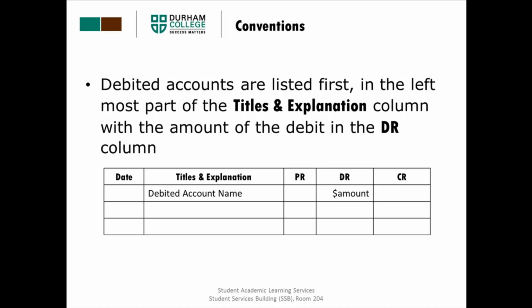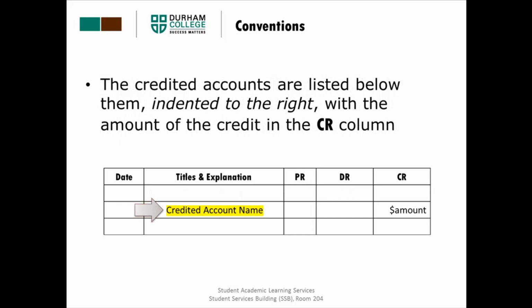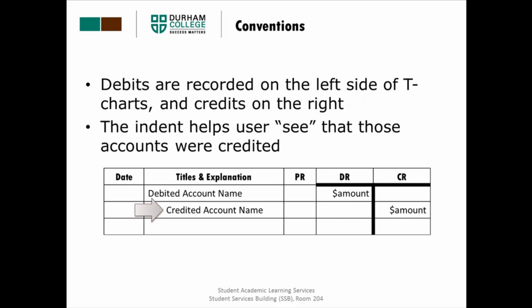When making journal entries, the debited accounts are always listed first in the leftmost part of the column, with their respective debit amounts in the debit column. The credited accounts are listed below the debited accounts, indented to the right, with their respective credit amounts in the credit column. Because we record debits on the left side of T-charts and credits on the right, the indent of the credited accounts helps the user see that those accounts were credited.